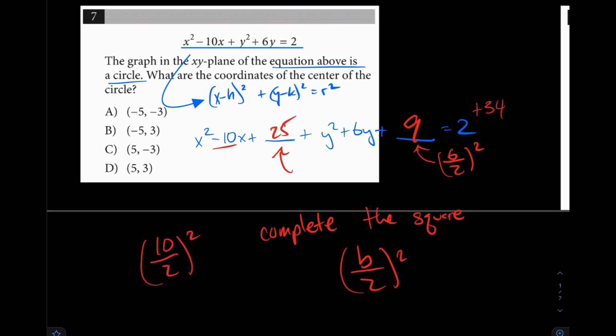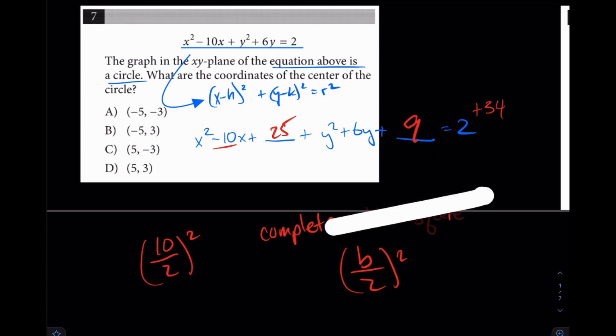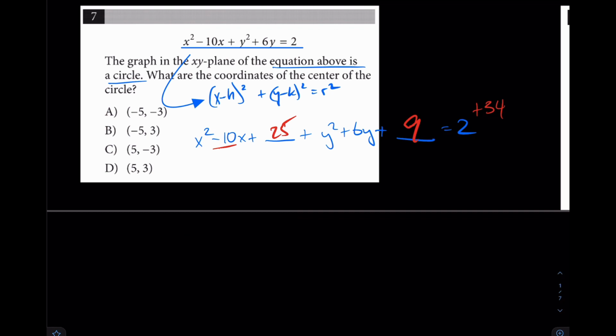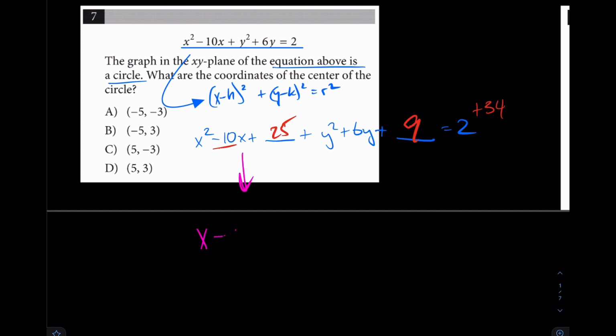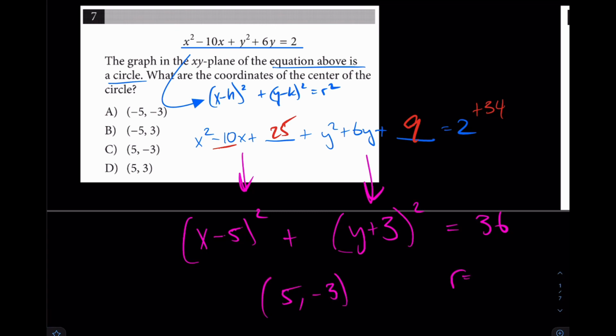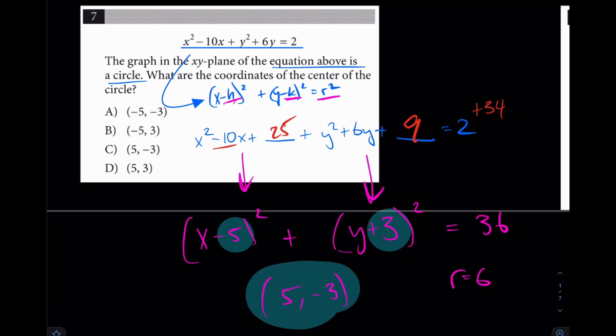From here, we're just about done. I'm going to erase this up a little bit so we have some space. Now, the last step here is just to factor it. If we go to factor this, this becomes (x - 5)². This becomes (y + 3)². And this is 36. At the end of the day, the center of the circle is (5, -3), and the radius is 6. And we knew that back from this formula. Remember, (h, k) is the center of the circle, and r is the radius. So your answer is this and this. It's (5, -3). I like answer choice C.